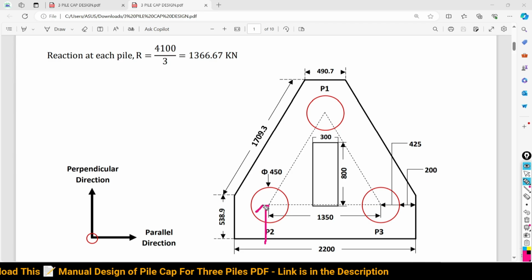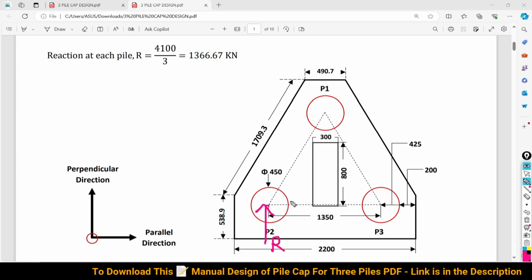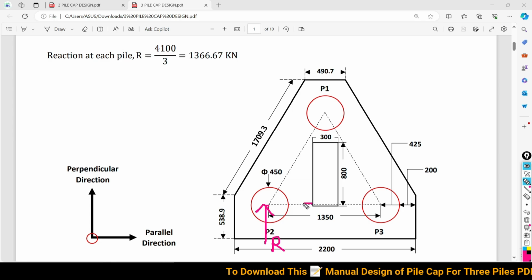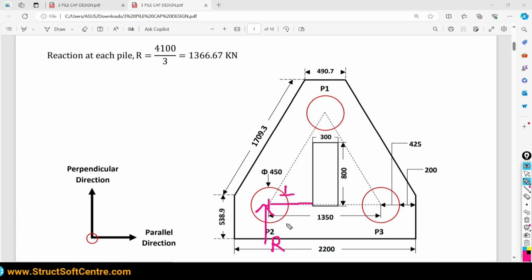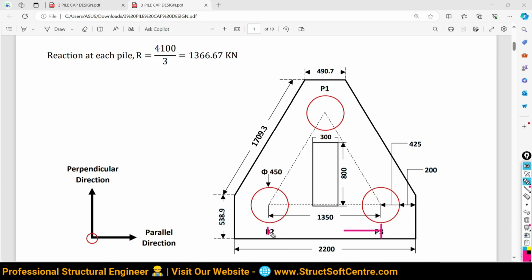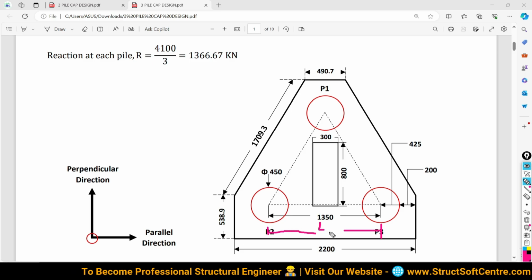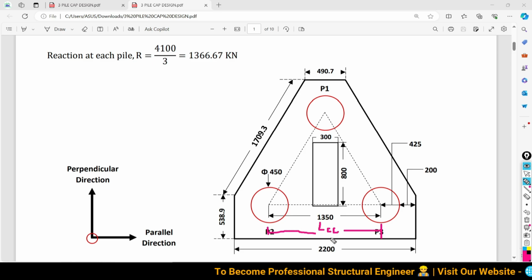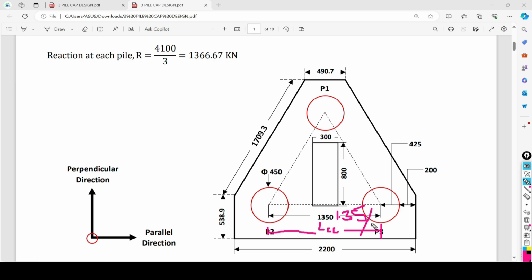So we need to know what reaction is coming, and you have to multiply this reaction with this perpendicular distance from the face of the column, along the width of the column, up to the center of the pile. So this distance we actually have to calculate. How can you calculate this distance? It's very simple. We know the center to center distance between these two piles, which we represent as LCC. That is 1.35 meter, and you have to take half of this, so you will come up to the center of the column.